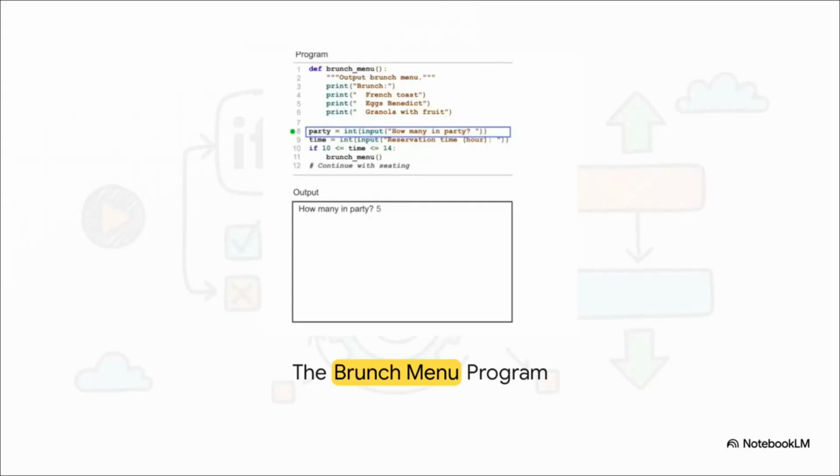Okay, let's dive into this with a specific scenario, the brunch menu program. Notice the setup we've got. Our Python code is up top, and the live terminal output is right below it. And take a look at that execution indicator, that little green dot. It's just sitting there waiting at line 8.